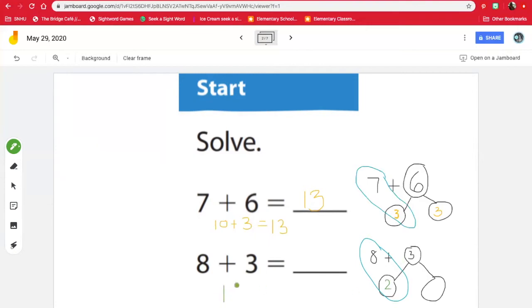So now we have 10 plus, what's the other part we need to make 3? 2 plus 1 more is 3. So we're adding 10 plus 1 equals, well, if I put 10 in my calculator and count on, 10, 11, which means 8 plus 3 is also 11.